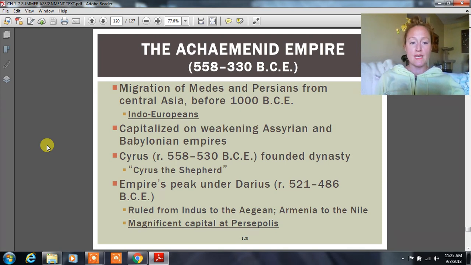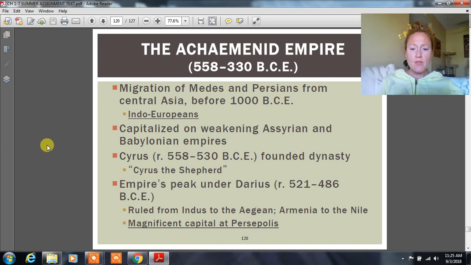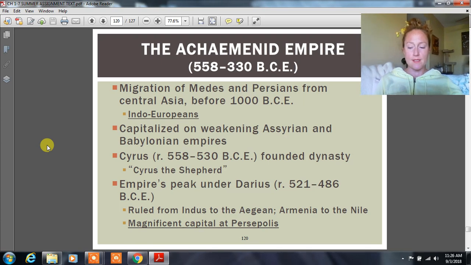It's actually Cyrus the Shepherd who founded the Achaemenid dynasty. He was known as being somewhat of a gentleman, but he happened to be very talented militarily. So despite being a shepherd, he was able to unify the Persians and conquer the Assyrians and the Babylonians, and found the Achaemenid dynasty. However, the empire continued to grow, and the Achaemenid dynasty really met its peak under his son Darius. Darius ruled a territory all the way from the Indus River Valley to the Aegean Sea, so that means across the Mediterranean, as far north as present-day Armenia to the Nile River Valley. This was a massive empire under Darius, and he built a capital at Persepolis. Persepolis is one of our key cities of period 2.